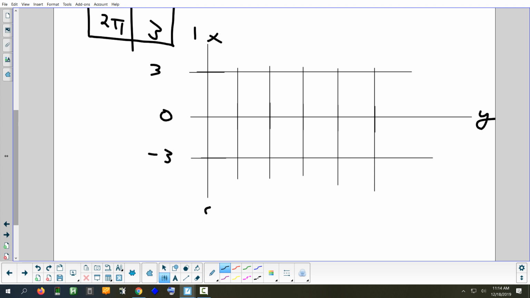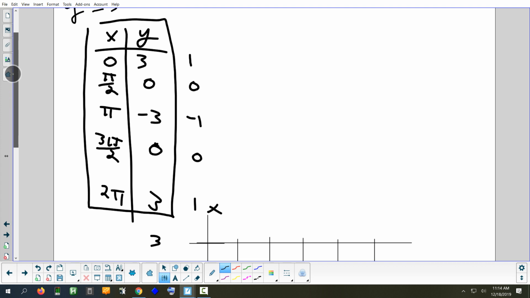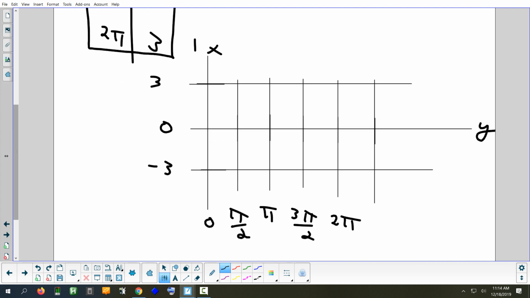Now, put in my other labels. 0, pi over 2, pi, 3 pi over 2, 2 pi. And we're going to go 3, 0, -3, 0, 3. 3, 0, -3, 0, back to 3. And there's your sketch. Now, that graph doesn't look like it's stretched out 3 times the size.